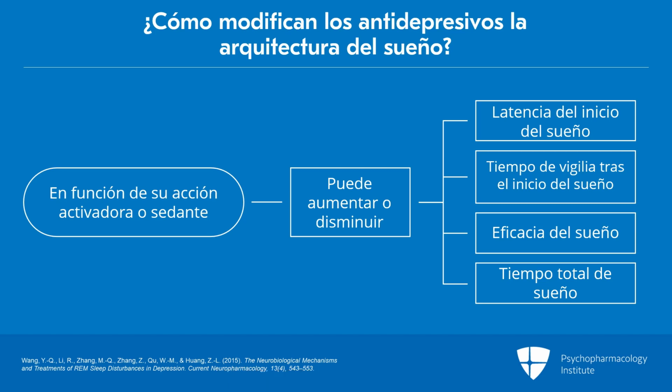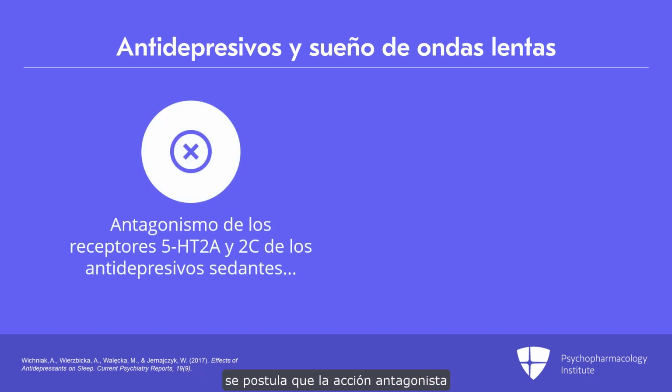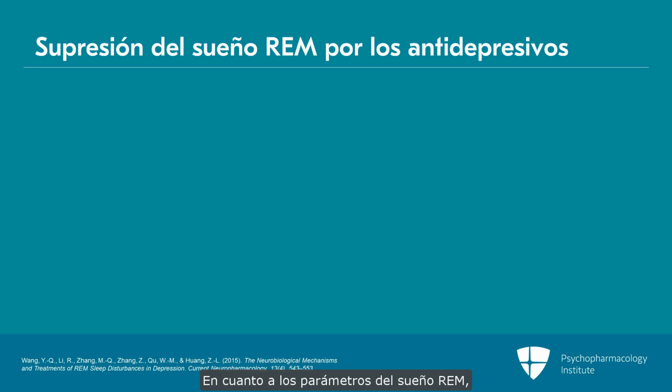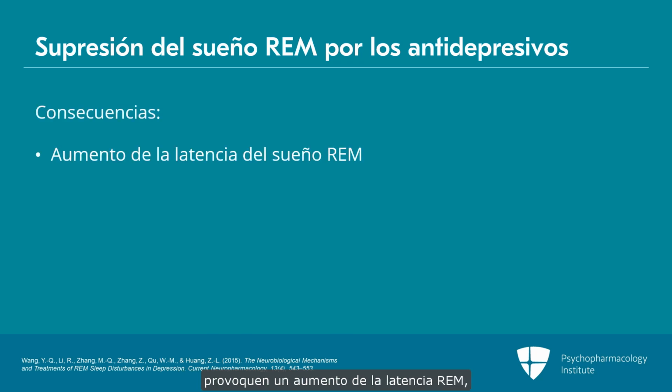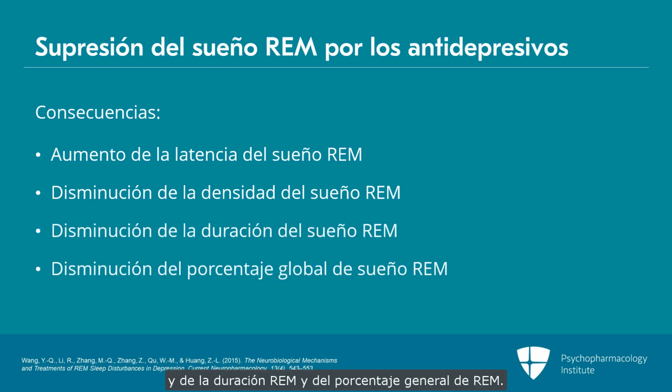With regards to parameters of sleep depth, it is postulated that 5-HT2A and 2C receptor antagonist action of sedating antidepressants such as trazodone and mirtazapine is associated with an increase in slow wave sleep. In terms of REM sleep parameters, the majority of antidepressants, except bupropion, trazodone, and mirtazapine, tend to act as REM sleep suppressants, as suggested by these medications causing an increase in REM latency, a decrease in REM density and REM duration, and overall REM percentage.